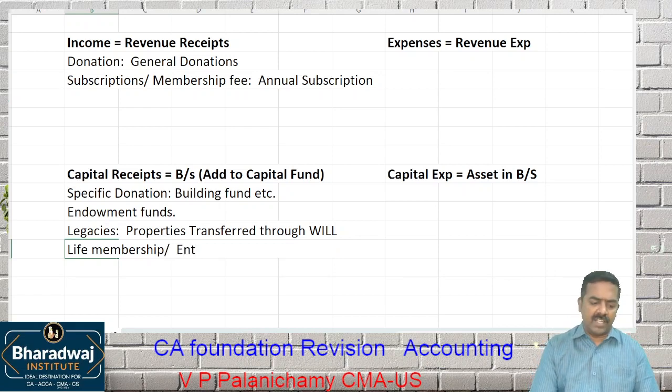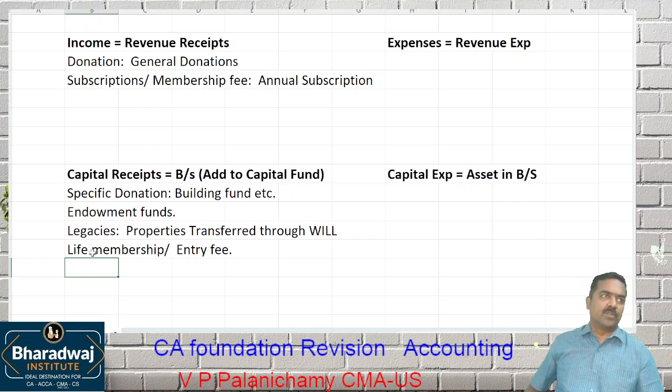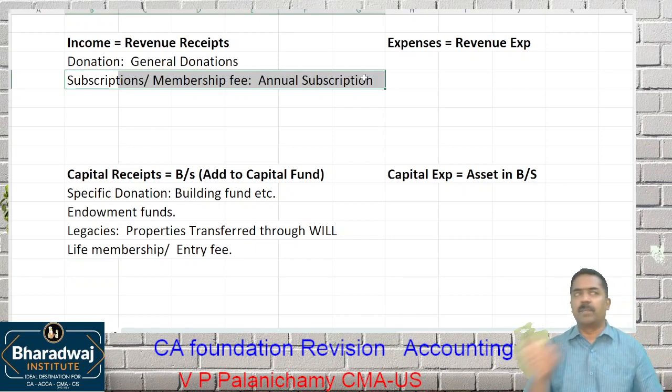What about entry fee? For example, let us assume a golf club in Chennai. Can non-members go and play there? Only members can go and play there. So what do members do? Every year they pay subscription or membership fees. That is the income that will be applied for maintenance of that particular golf club.